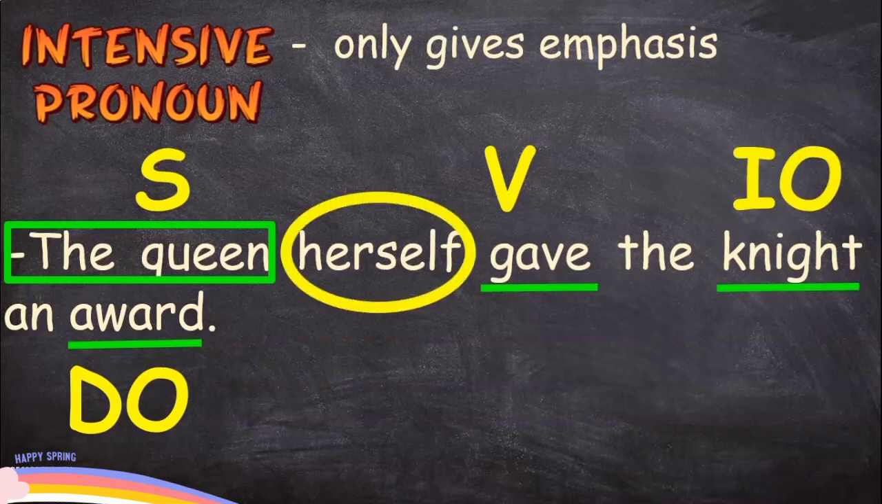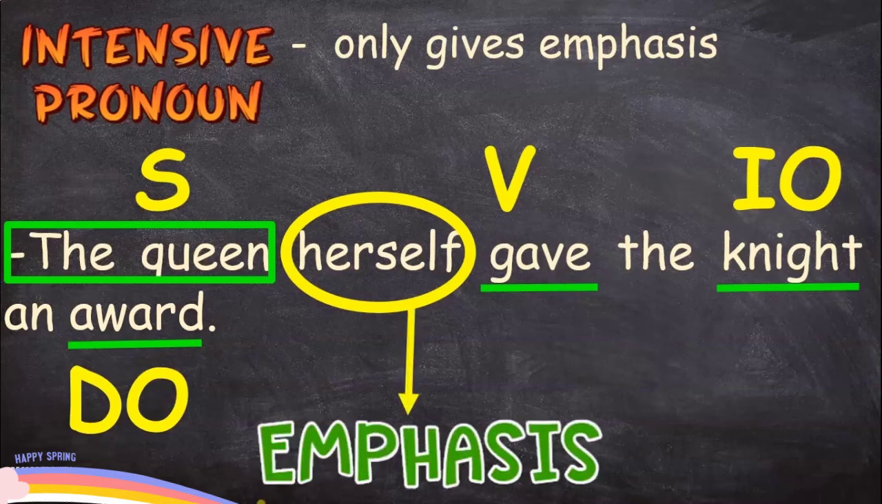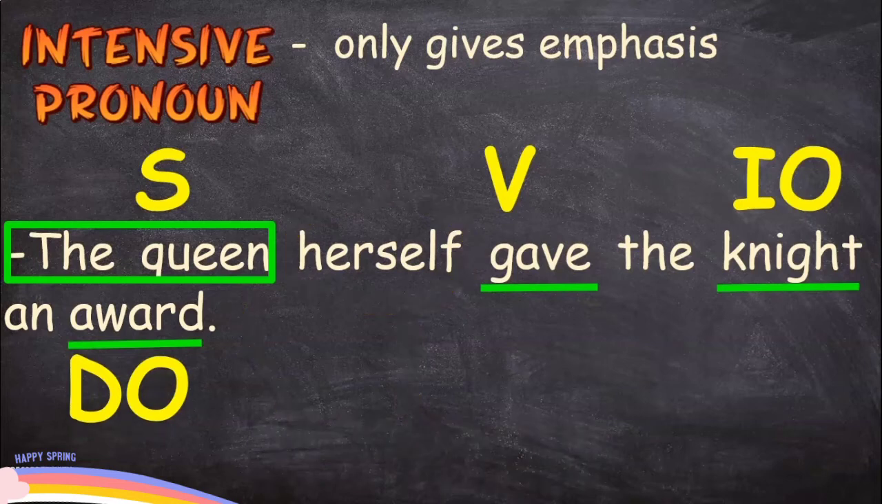Well, in this case, it is very clear that the only purpose of herself is to give emphasis to the action done by the queen, that she herself gave the award. And that's a big deal. Why? Because she's not just anybody. She's the queen. The queen herself gave an award to the knight. So even if we remove this intensive pronoun herself in this sentence, the idea that the queen gave the knight an award is still complete.